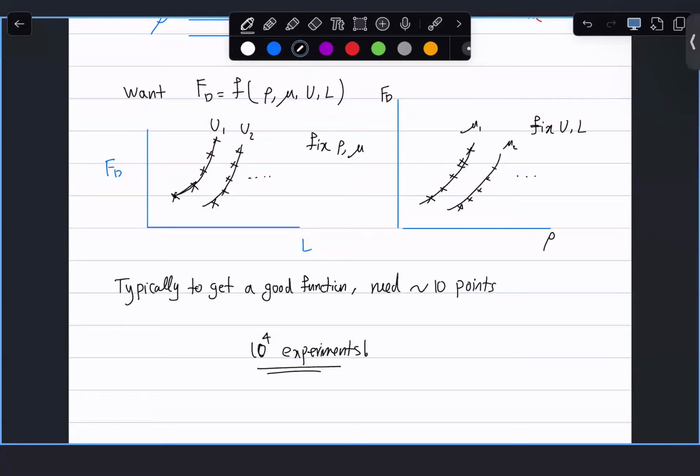How do you know what you are picking? Say for FD and L, are you picking U and density to be fixed? Or is that given every time you do FD and L? No, so I'm going to fix all the other variables, and I'm just going to change the length of the sphere and measure the force. Here I'm fixing the other two. So this is just an example. In reality, you have to do all combinations, basically.